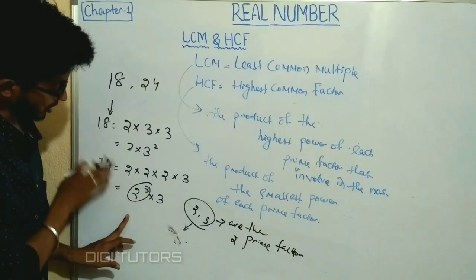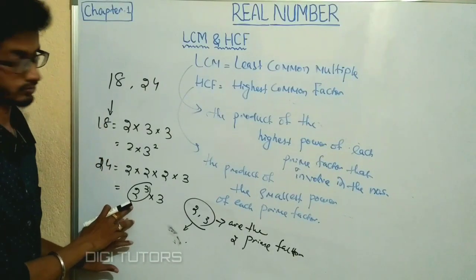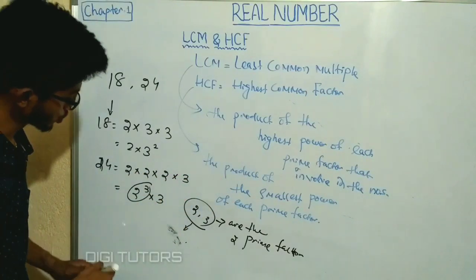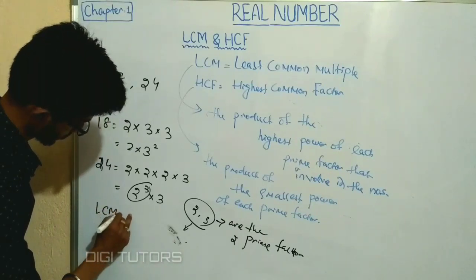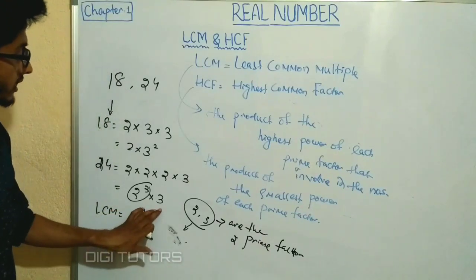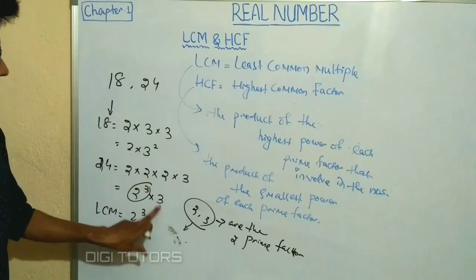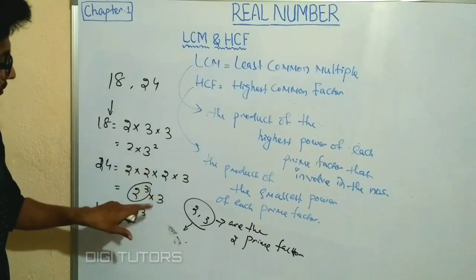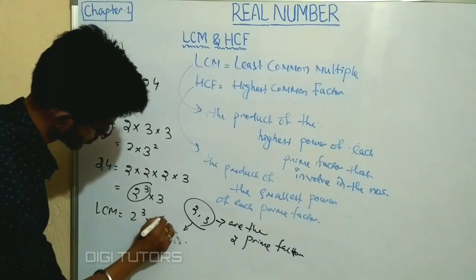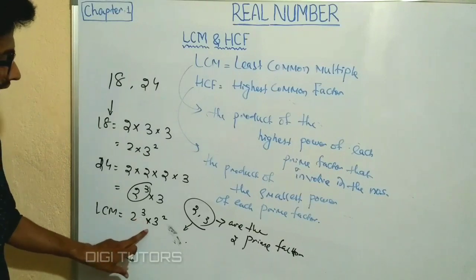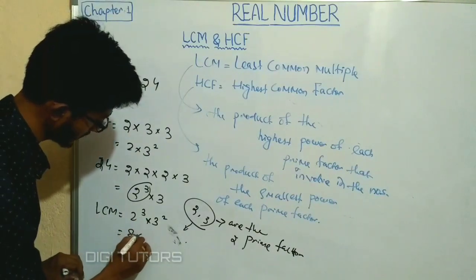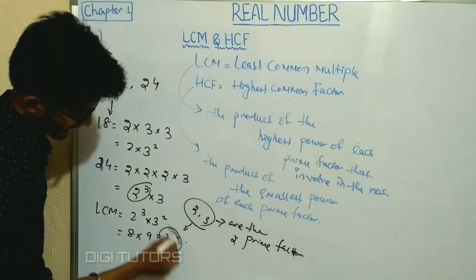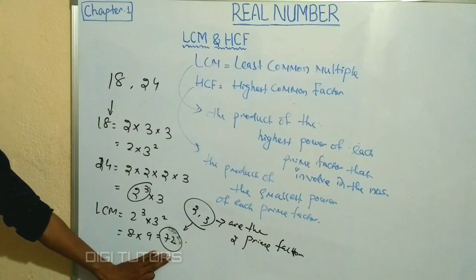Means in these two numbers, 2 is the first prime factor, and its highest power is 2 to the power 3. The next prime factor is 3, and in 18 and 24 the highest power of 3 is 3 to the power 2. So the product of 2 to the power 3 and 3 to the power 2 is 8 into 9, that is 72. So the LCM of 18 and 24 is 72.